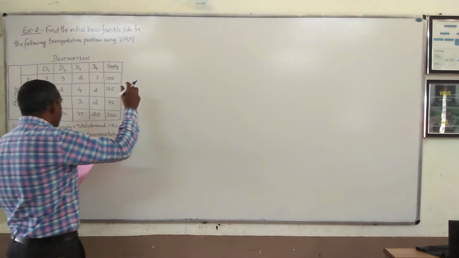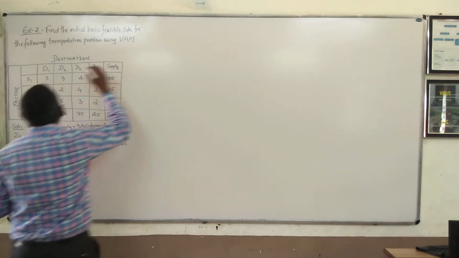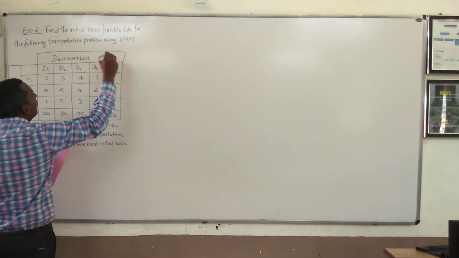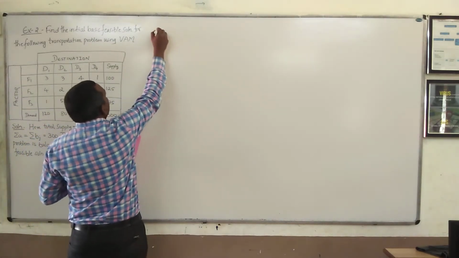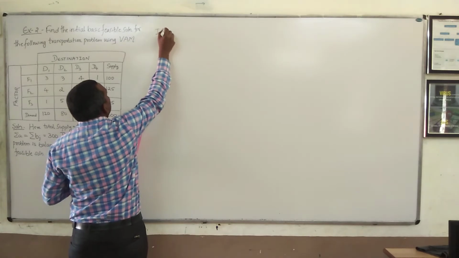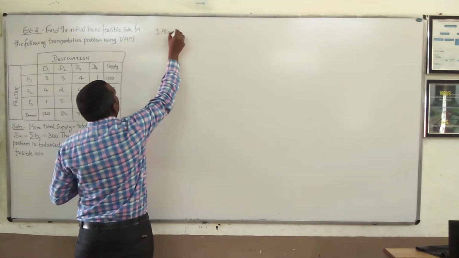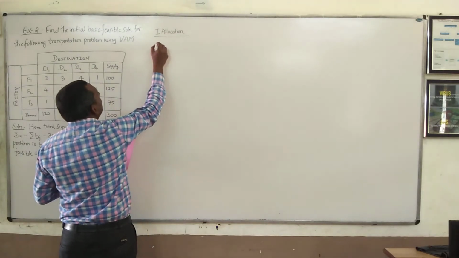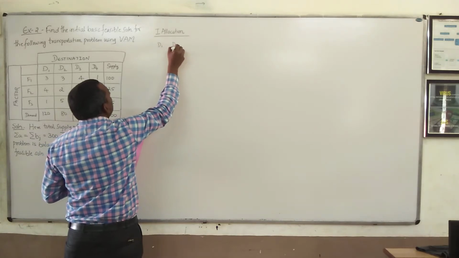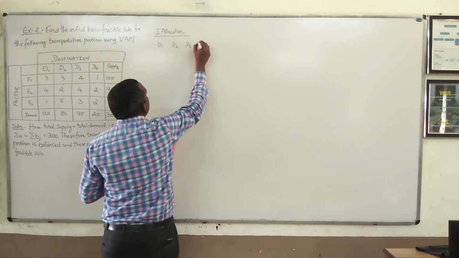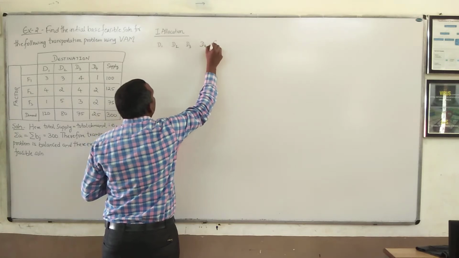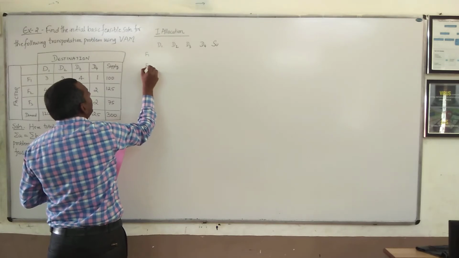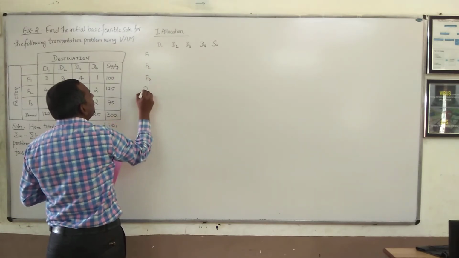So let me draw the table here. I will write only D1, D2 here. Let me write the first allocation. Here it is D1, D2, D3 and D4. It is supply. Here it is factory 1, factory 2, factory 3. It is demand.